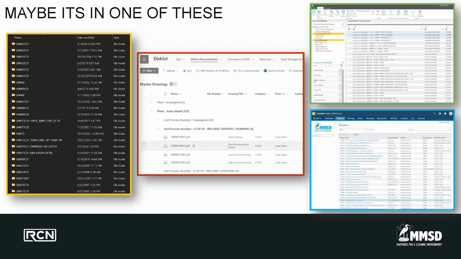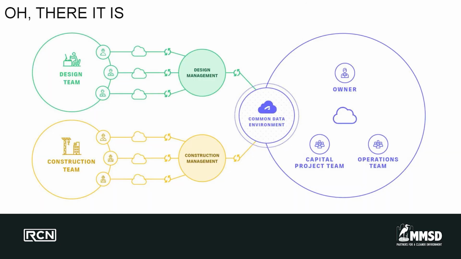We also host our data in a number of network drives, in OnBase, which is our document management system for all of our construction and record drawings, and Trimble Unity Construct, which is our construction management software. We also host our master process and instrumentation diagrams, or P&IDs, in SharePoint, which is not a very CAD-friendly environment. And so that's why we decided to implement Autodesk Construction Cloud BIM Collaborate Pro as our common data environment.